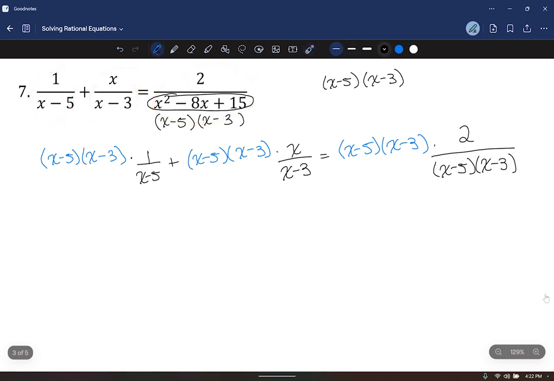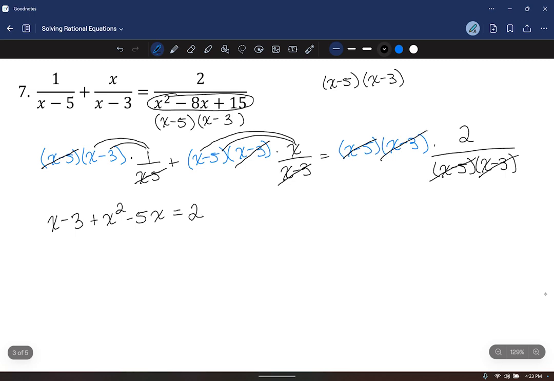Now I simplify. So I see that my x minus 5s will cancel, and I have 1 times x minus 3, which would just give me x minus 3. My x minus 3s cancel, so now I have x times x minus 5. So that would be x times x is x squared, and x times negative 5 is negative 5x. And then I have my equal sign, and then the x minus 5 will cancel with the x minus 3, and that is equal to 2.